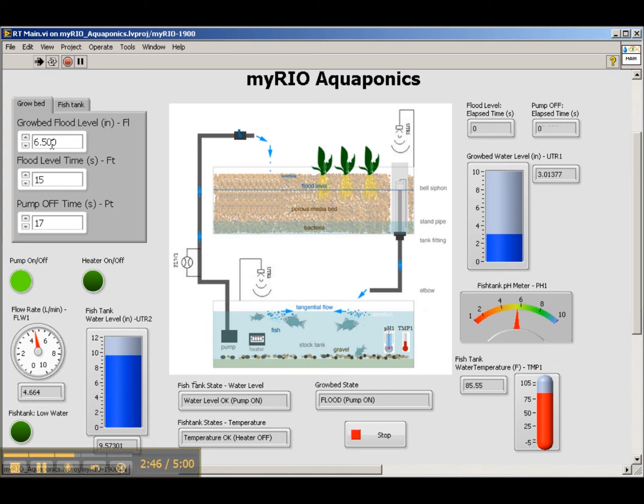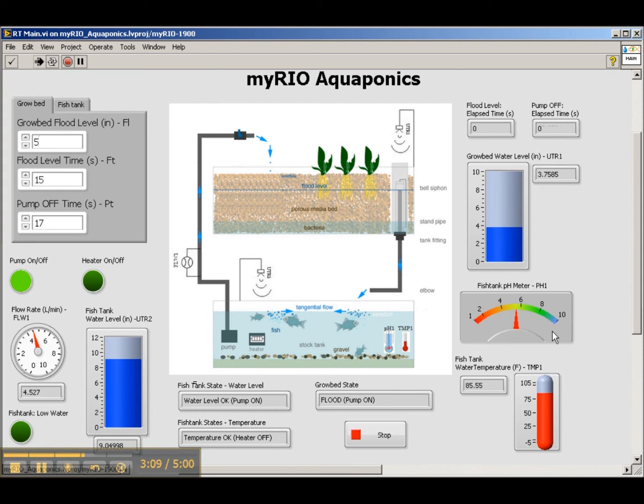Now, the current grow bed flood level is set to 6.5 inches. Let's change that to 5 inches. And once the water level in the grow bed reaches 5 inches, it will stop and will enter the post-flood state.